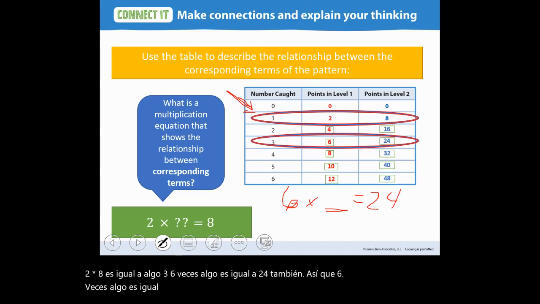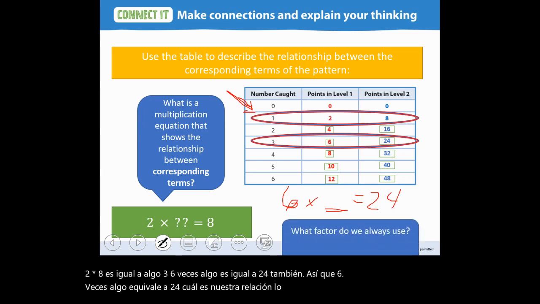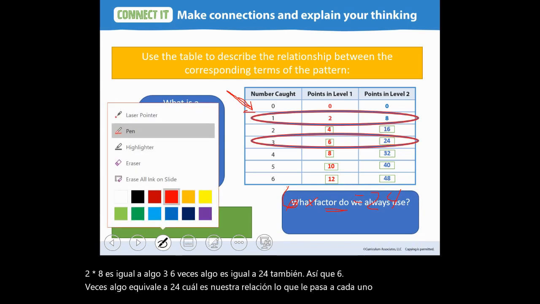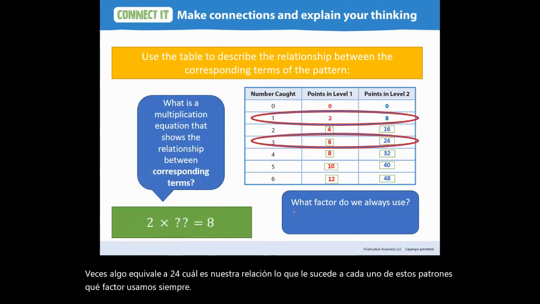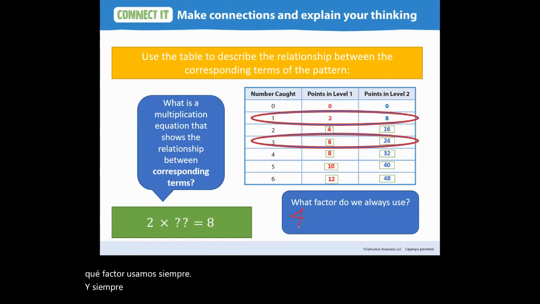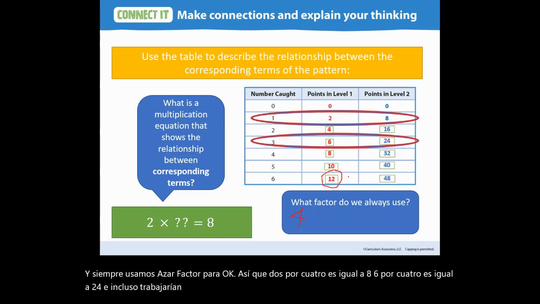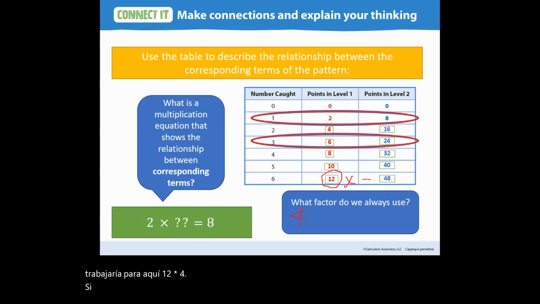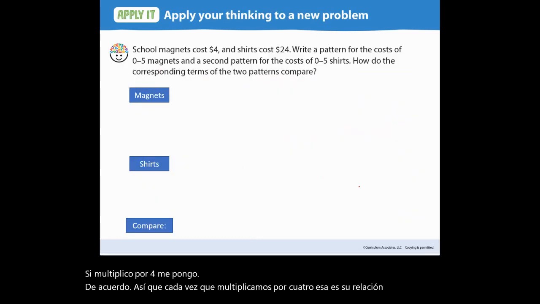What's our relationship? What happens in every single one of these patterns? What factor do we always use? We always use 4 as our factor. So 2 times 4 equals 8. 6 times 4 equals 24. And it would even work here: 12 times 4, if I multiply by 4, I get 48. So every time we are multiplying by 4, that's their relationship. It's 4 times greater in level 2.